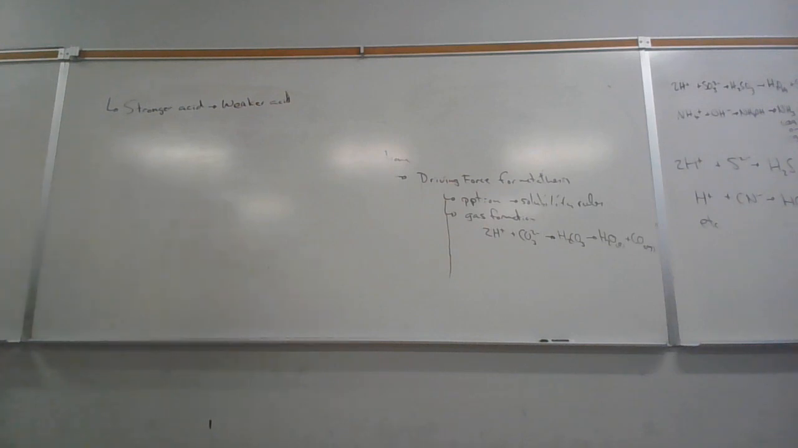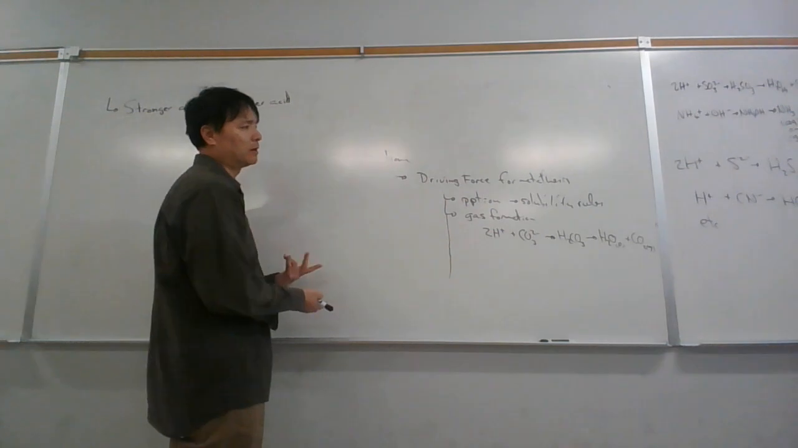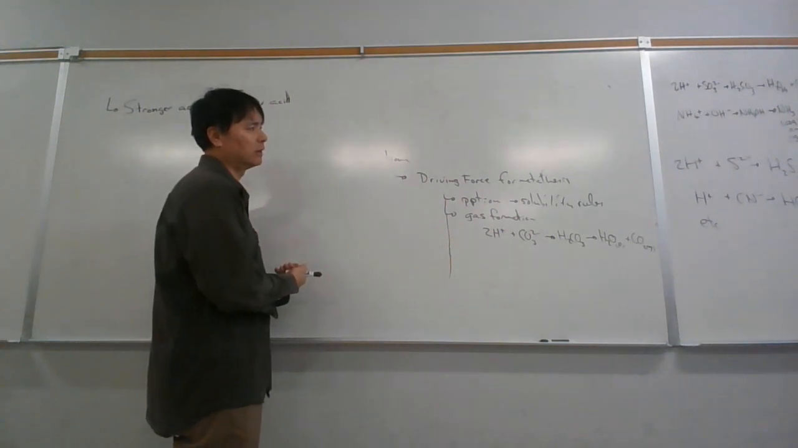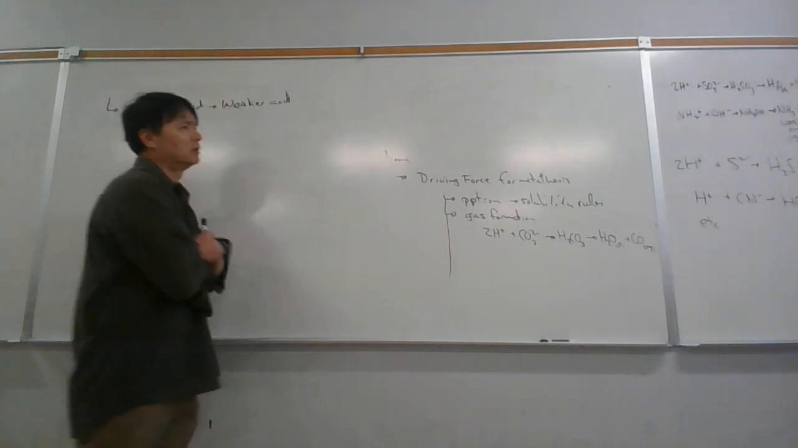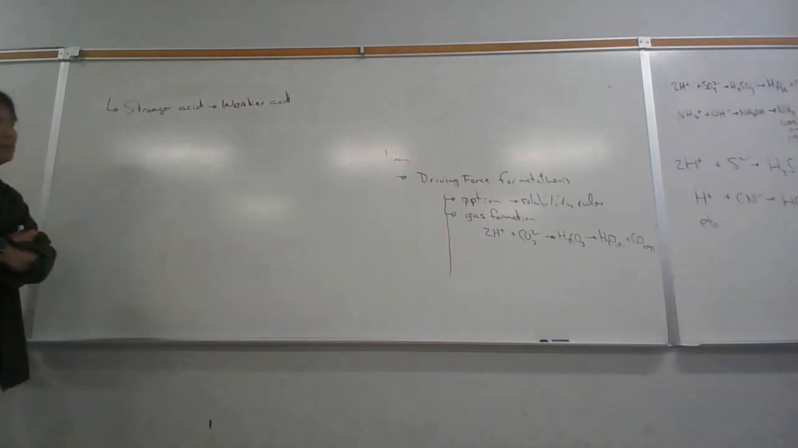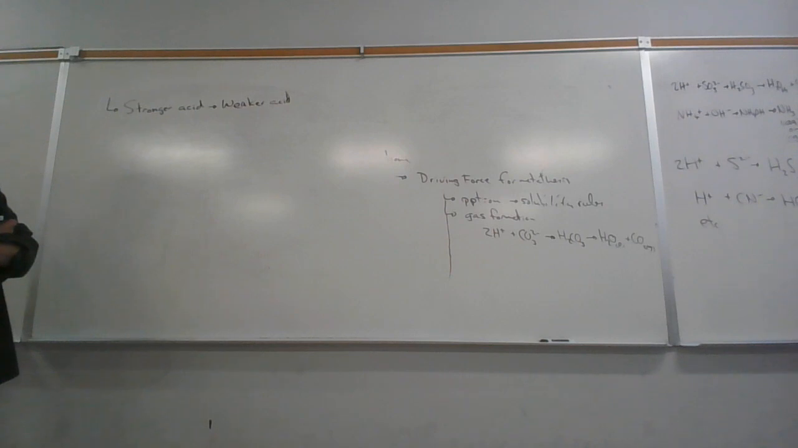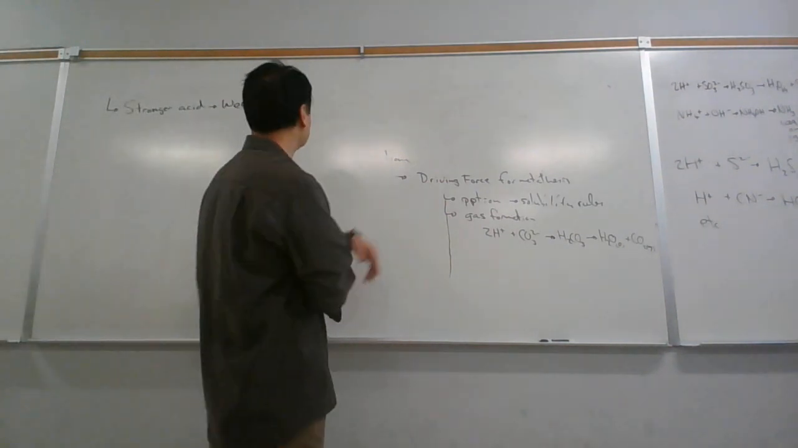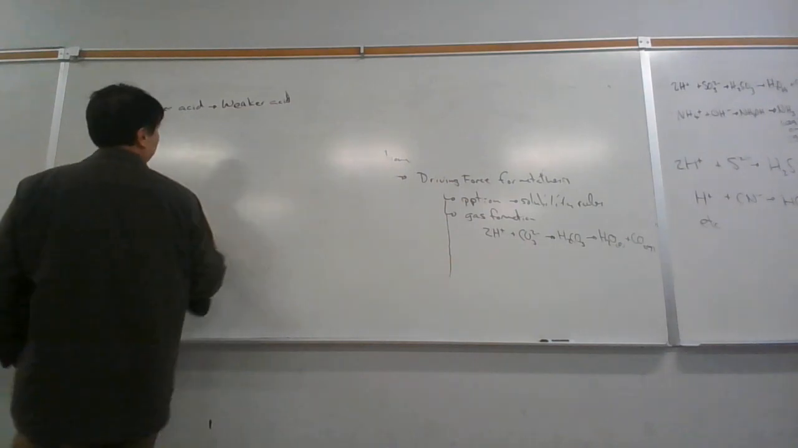Stronger acids are less stable, more reactive. Weaker acids are more stable, less reactive. And so when we look at all these, we're trying to form stable products from less stable reactants. And that's what the driving force is. It's going from less stable reactants to more stable product. How do we know when we're going to more stable? Well, we look for these things: precipitation, gas formation, stronger to weaker acid.